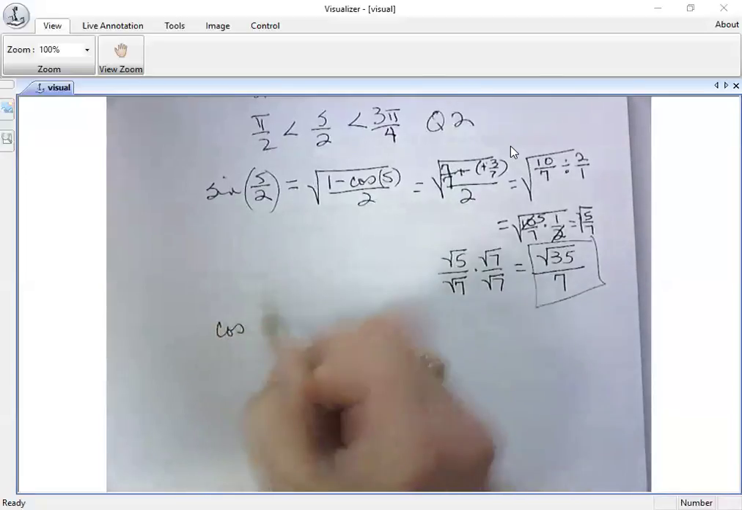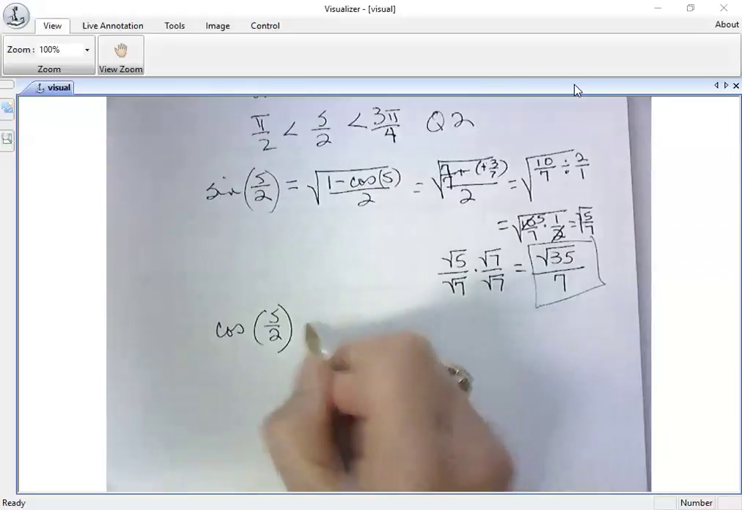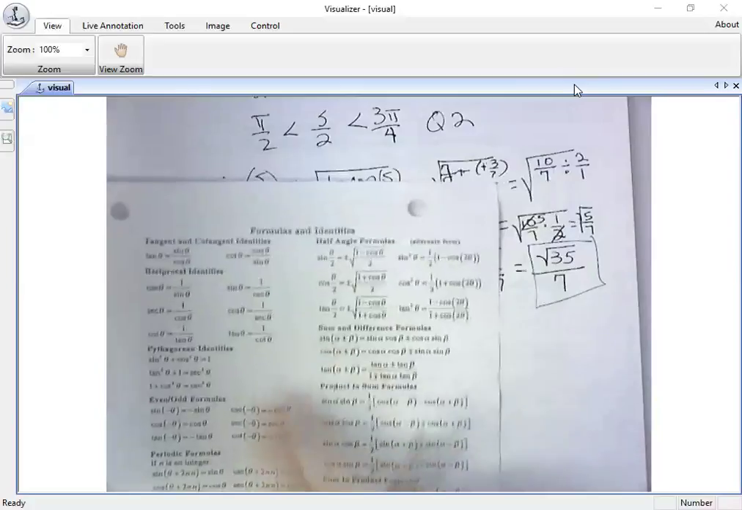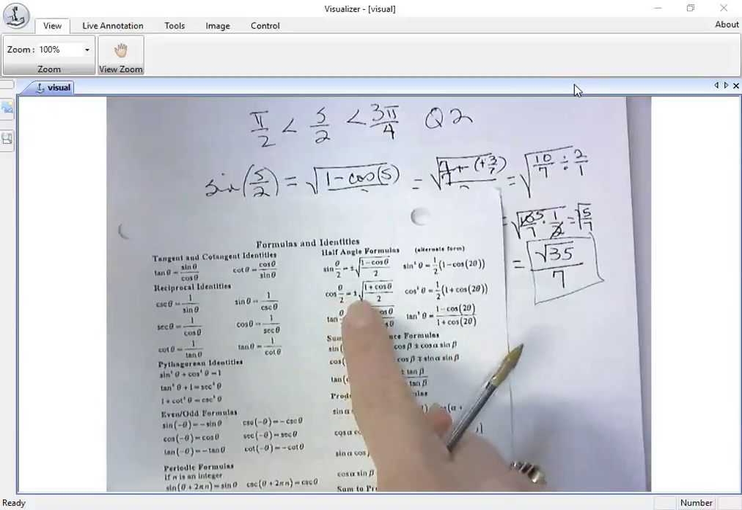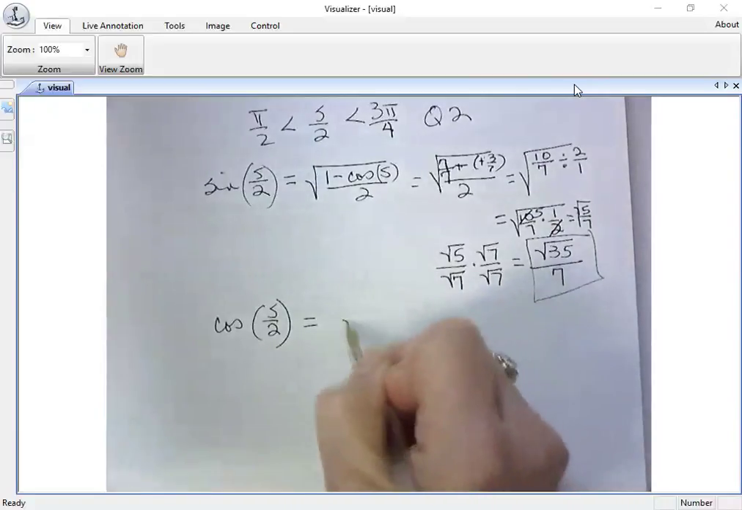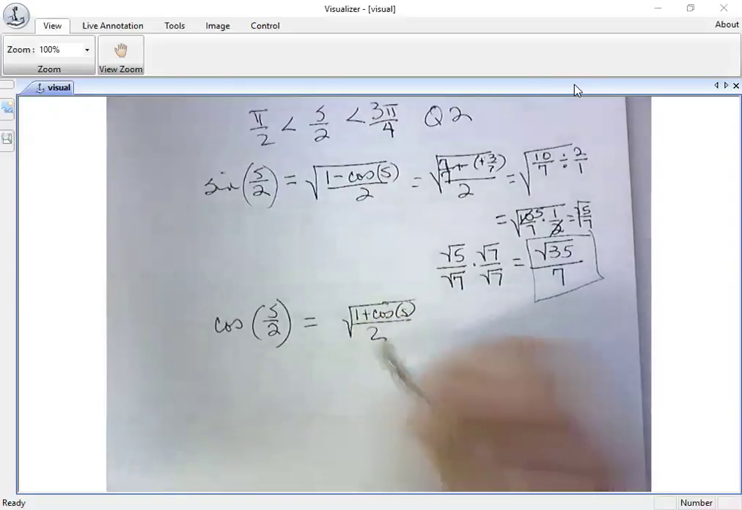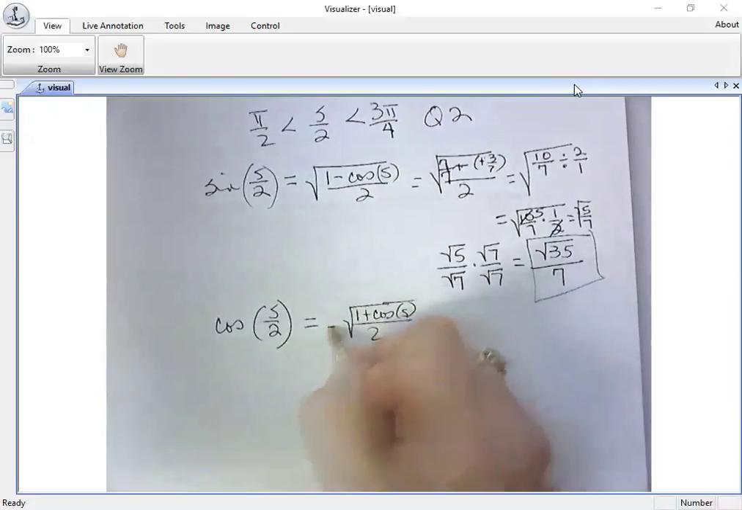How about the cosine of S over 2? You guys want to try that yourselves? Let's see if you can do it. Okay, so when you plugged in, you looked on your sheet and you said the cosine of some angle divided by 2 is, we knew it was the radical 1 plus the cosine of angle S divided by 2, but because we were in quadrant 2, we know cosine is negative. So we don't want to lose that.